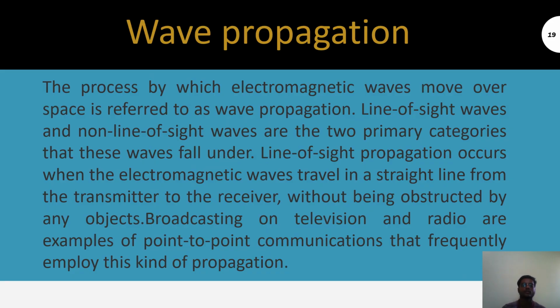Wave propagation. The process by which electromagnetic waves move over space is referred to as wave propagation. Line of sight waves and non-line of sight waves are the two primary categories that these waves fall under. Line of sight wave propagation occurs when electromagnetic waves travel in a straight line from a transmitter to the receiver without being obstructed by any objects. Broadcasting on television and radio are examples of point-to-point communications that frequently employ this kind of propagation.